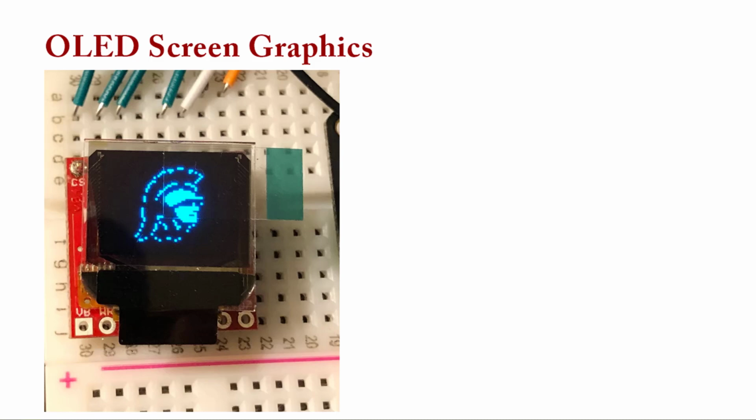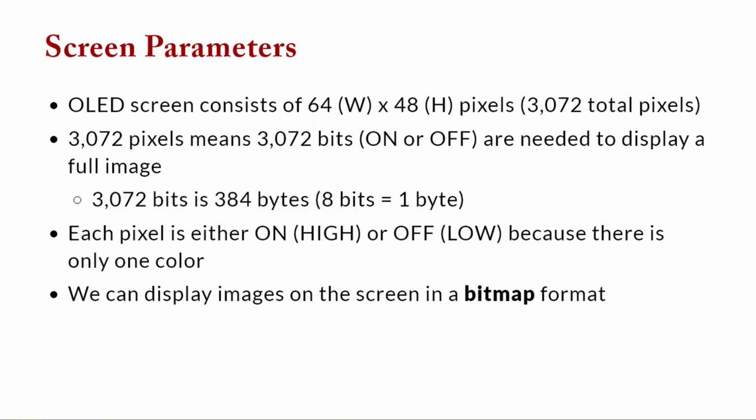We are going to get to play with some fun OLED graphics today. Rather than just text, we're going to learn how to make pictures. So the OLED that we have happens to have 64 by 48 pixels, so it's about 3,000 pixels. Again, this means basically that we're going to have a bit for every pixel to turn on or off.